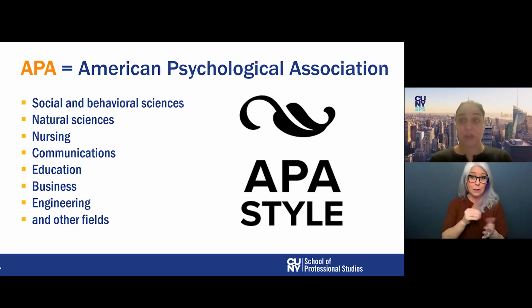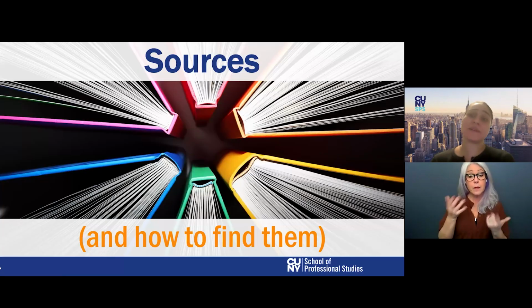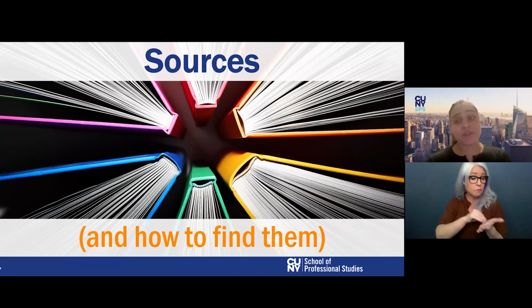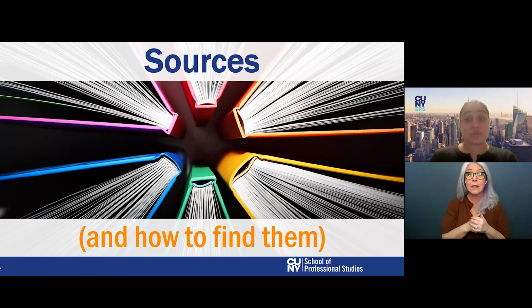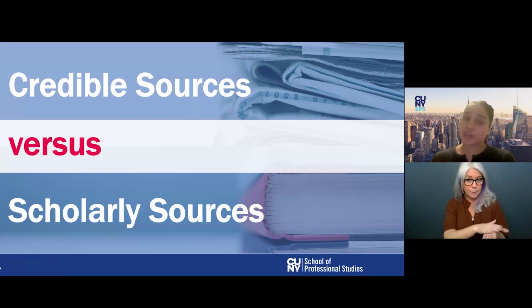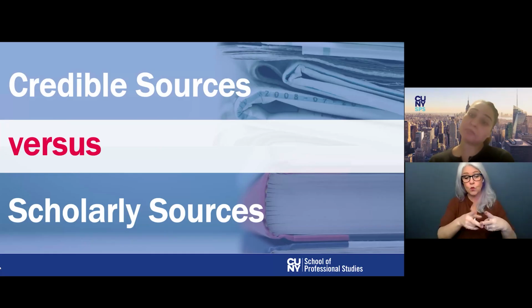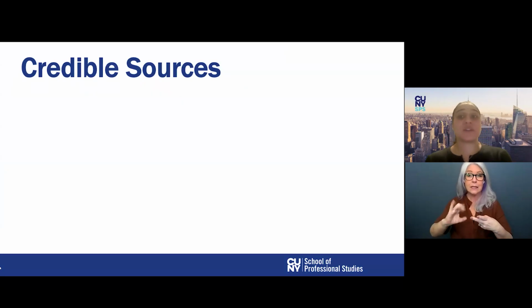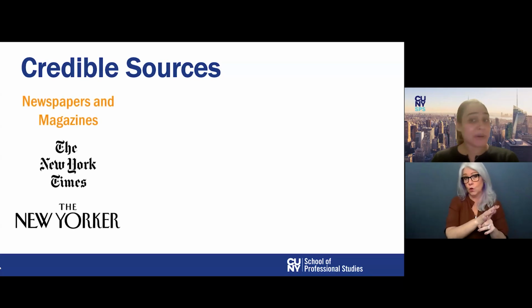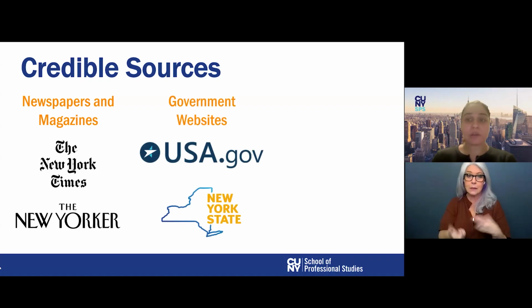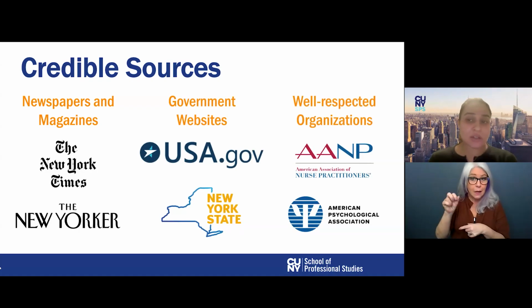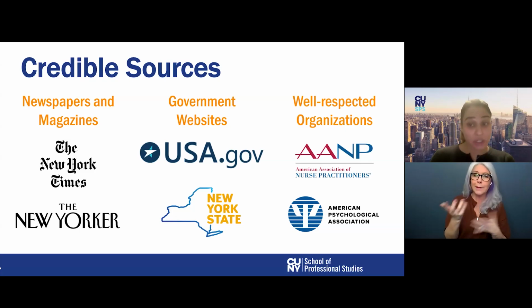So now that we've talked about why cite sources, let's get into the details of the different kinds of sources, how to find them, and how to cite them. Generally speaking, within academia, there are two different categories for sources: credible sources and scholarly sources. A credible source, sometimes referred to as a popular source, can refer to articles from newspapers such as the New York Times, government websites such as newyorkcity.gov, or websites of well-respected organizations such as the American Association of Nurse Practitioners.